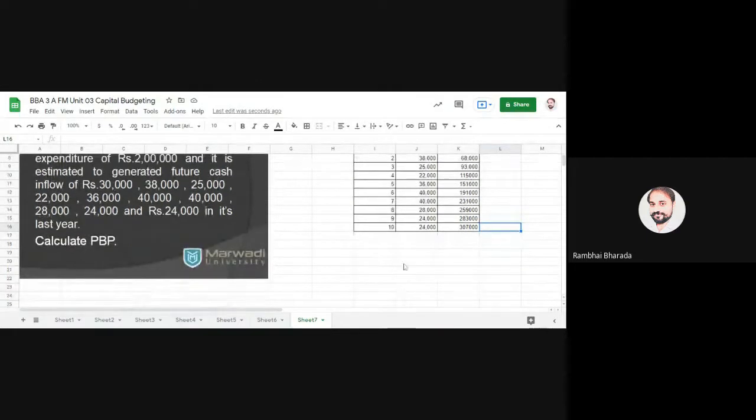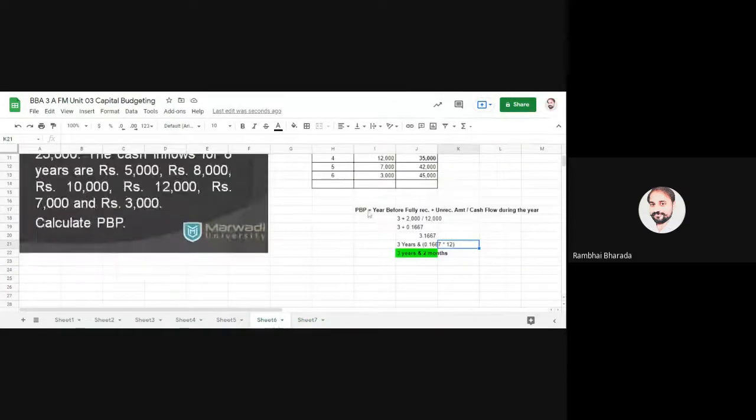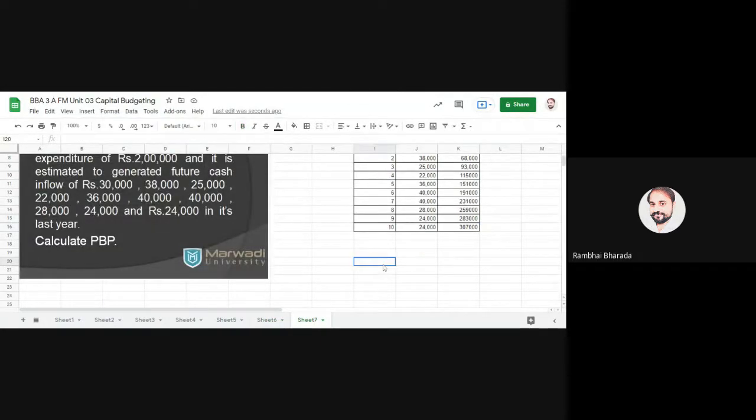So now we will put the formula. PBP is equal to year before full recovery plus unrecovered amount upon case inflow during the year. Year before full recovery. In which year we have full recovery? Seventh year. So year before full recovery means 6 plus unrecovered amount, that is 9,000 upon case inflow during the year. In the seventh year we have 40,000. So write down here 40,000.